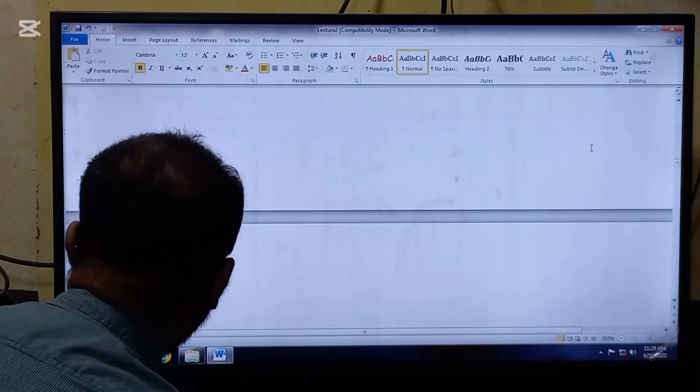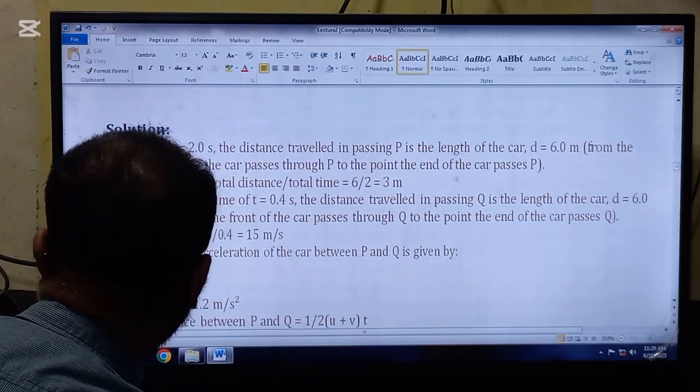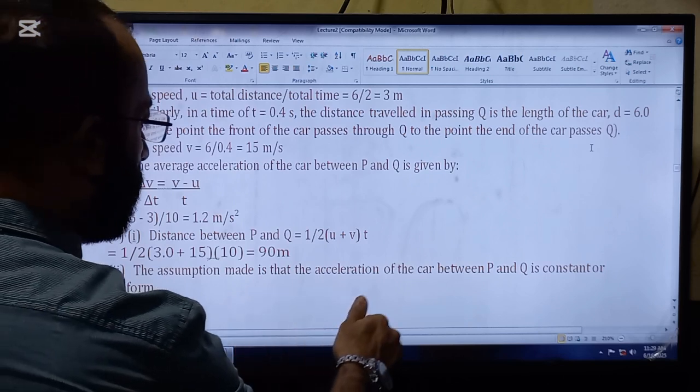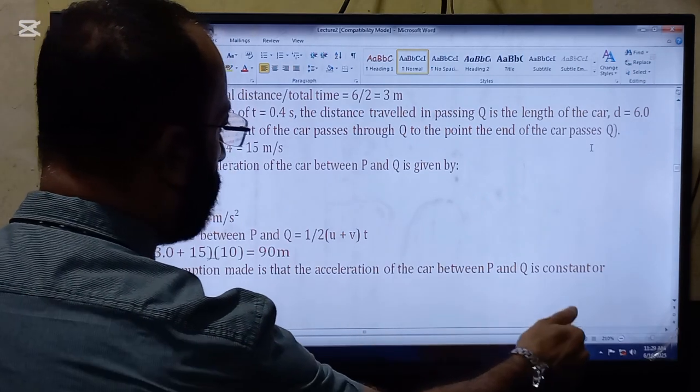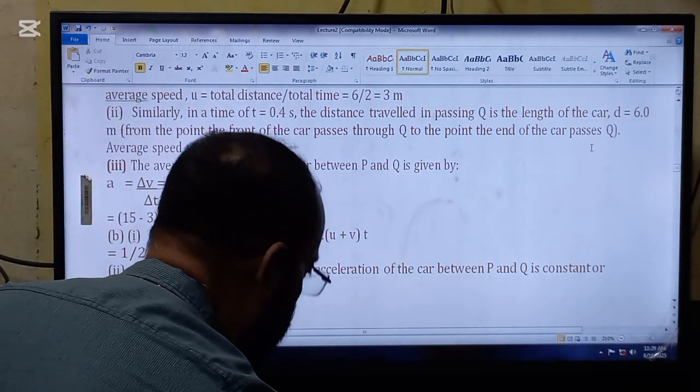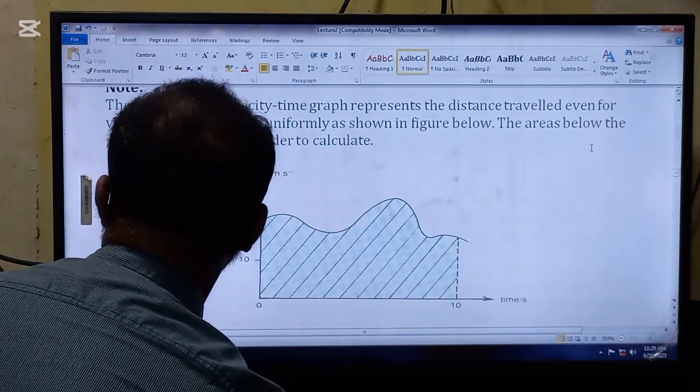So the assumption made here is that the acceleration of the car between P and Q is constant or uniform. This is the assumption that is made in this question.